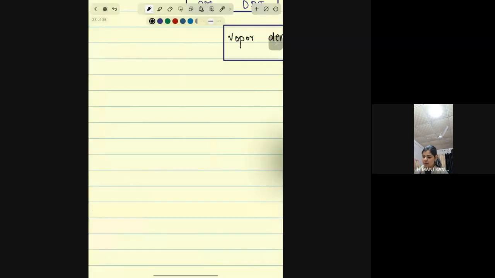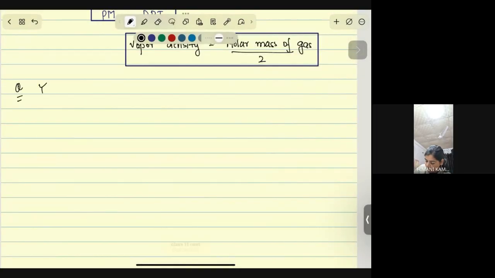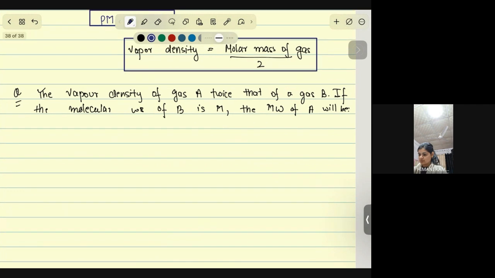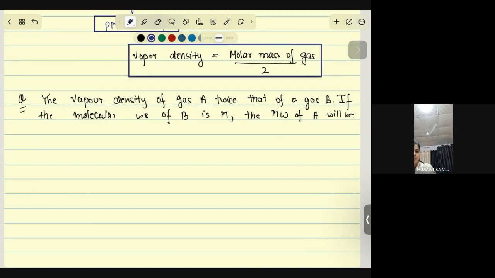So we will do one question. The vapor density of gas A is twice that of gas B. If the molecular weight of B is m, the molecular weight of A will be 2m. Yes, it is 2m. Very good.